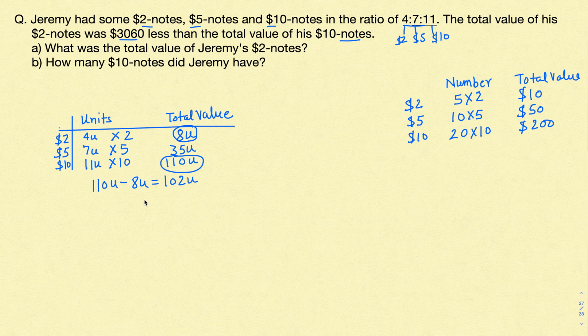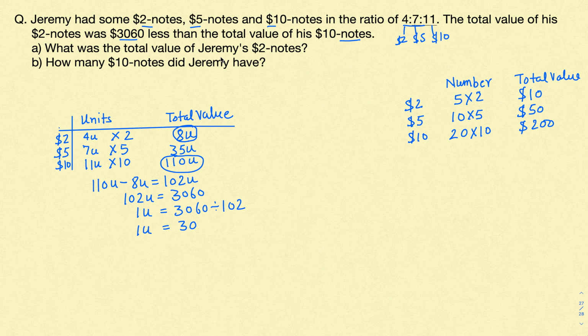And this 102 units, as it is said here, is the $3060 less in the value of $2 notes. So I can say that 102 units is equal to 3060. So how much will be 1 unit? 1 unit will be 3060 divided by 102. So 1 unit is equal to 30. Okay, so 1 unit is 30. Since now we know how much is 1 unit, let's read part A of the question.